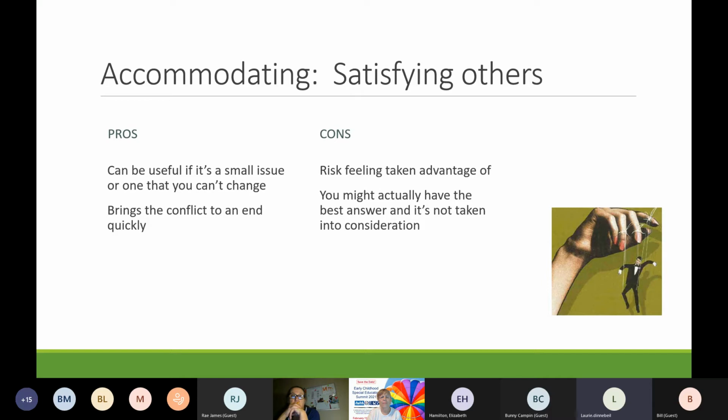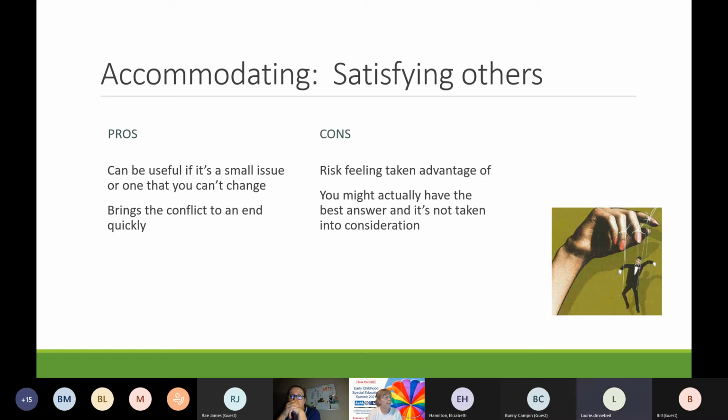The pros of using accommodation as a conflict resolution strategy is that it can be really useful if it's a small issue or if it's something that you're not going to be able to change anyway. It brings the conflict to an end quickly. So if it's something that doesn't have a high priority or something that you don't see as having the ability to change, then go with what the other person might be suggesting is the way to go.